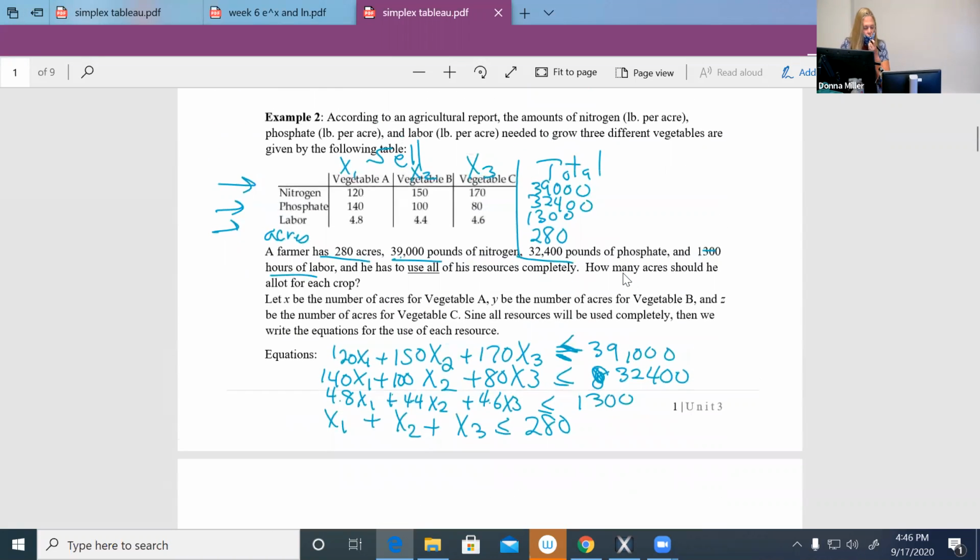Now, before I go any further, you're going to turn the inequalities into equalities using slack variables. Slack variable is what's left over. So for this first equation, it's talking about nitrogen. So S1 is going to be the leftover nitrogen. S2 is going to be the leftover phosphate. S3 is the leftover labor. And S4 would be the leftover acreage. All right? So you're adding something to turn it into an equality.